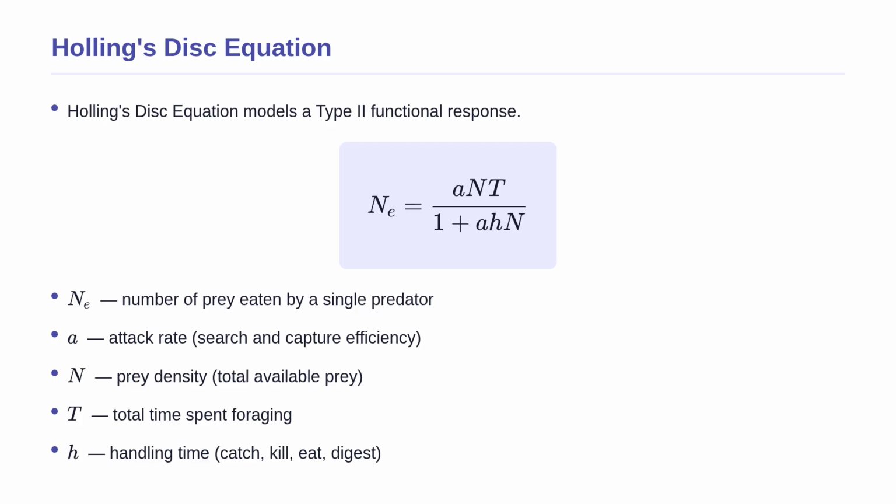In this equation, NE represents the number of prey eaten by a single predator. The symbol A stands for the attack rate, measuring search and capture efficiency. N is the prey density, and T is the total time spent foraging. Finally, H is the handling time, which is the time it takes to catch, kill, eat, and digest a single prey item. If handling time increases, the total prey eaten will decrease.